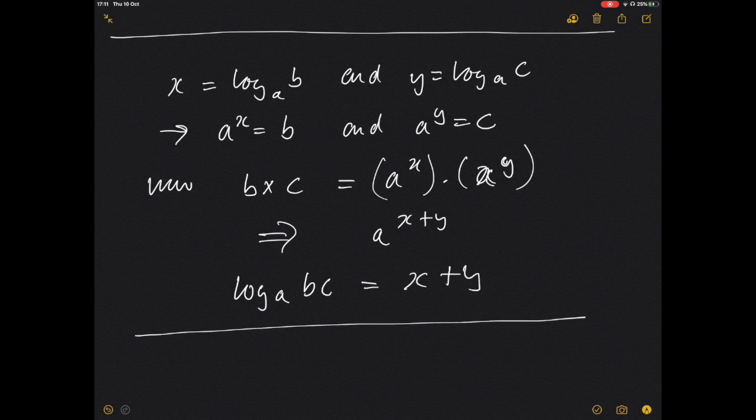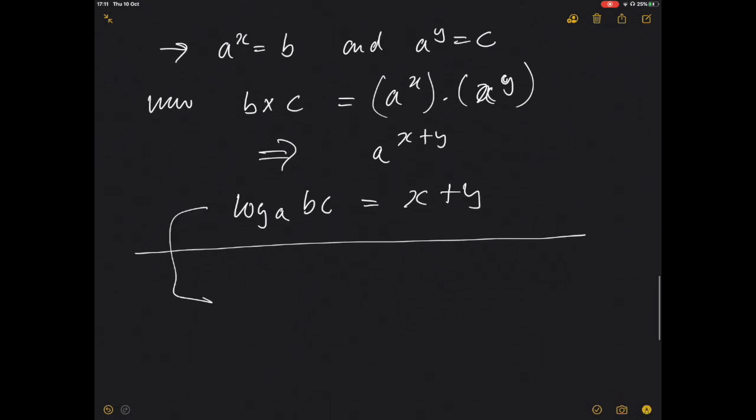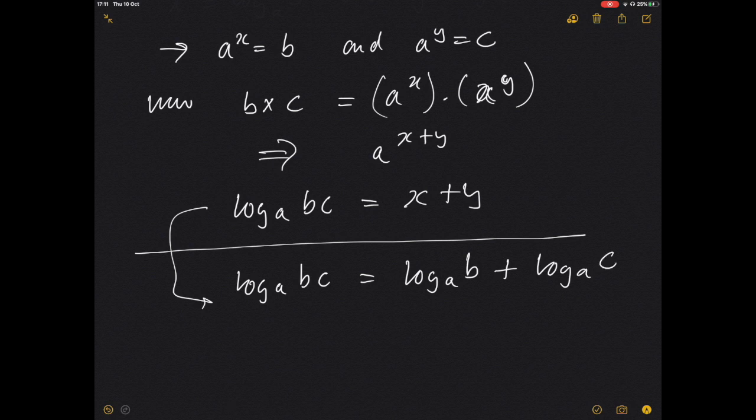So that's our first log rule. Or maybe we can say this in a neater way: log_a(bc) equals log_a b plus log_a c. So that's just a simple proof by which, if we're going to add logs, this is what we need to do.